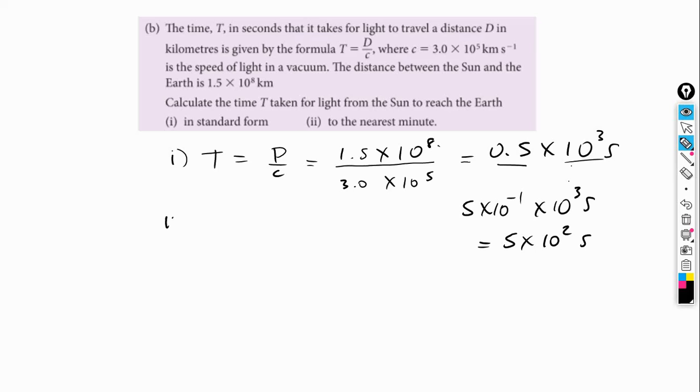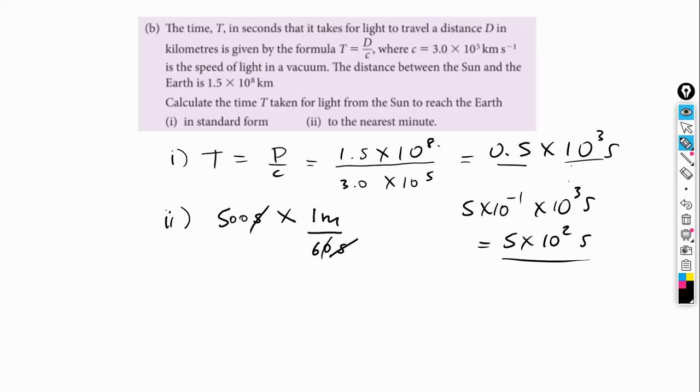So now for part 2, they want us to calculate this to the nearest minute. Now 5 times 10 to the 2 seconds is the same as 500 seconds. So how many seconds are there in 1 minute? We can convert this because 1 minute has 60 seconds. So this will allow us to cancel out the seconds and get the answer in minutes. And it's going to be 500 divided by 60.